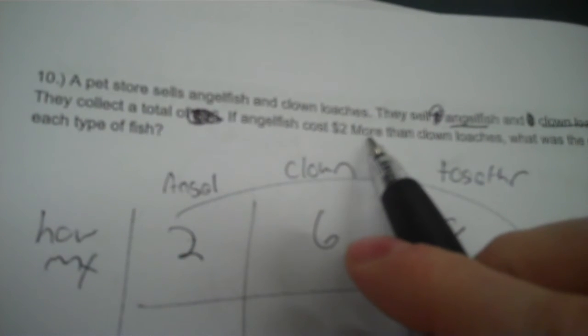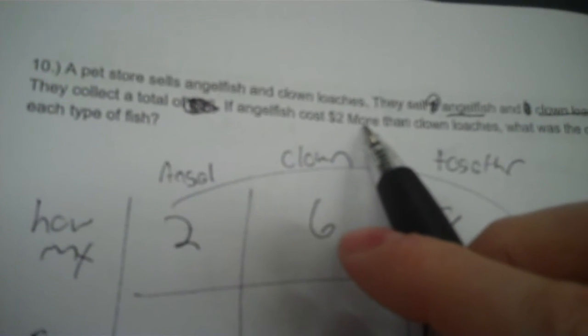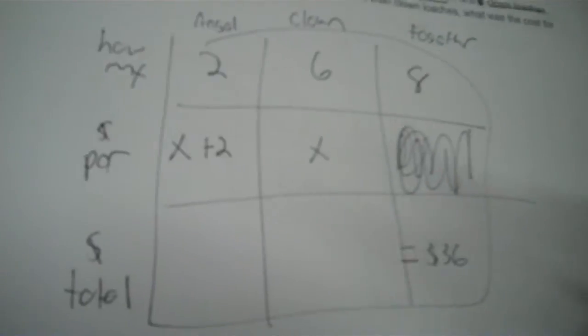Okay, there's another number. It's $2, but it says the word more after it. When it says more, that means plus 2. The angelfish costs 2 more, so I'll put a plus 2 for angel. I just know that those are 2 more than this. So when I put that plus, then I don't need y. I go x plus 2 and x.